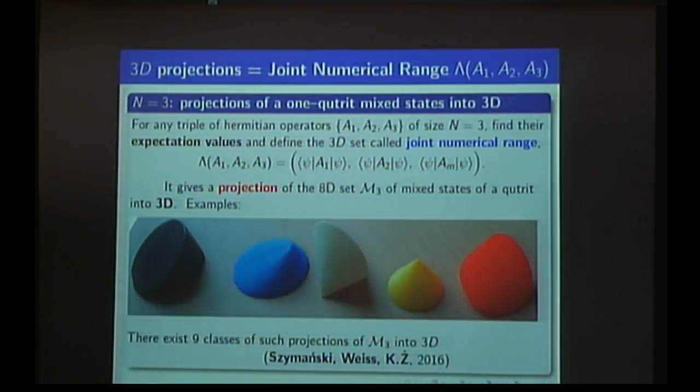Now, you can also have the idea to take not two expectation values, but three. So you take three different operators, let's assume they are Hermitian. Physically, we make a triple measurement. We measure three observables, A1, A2, A3, and we look at all possible sets of the joint results of the joint measurement. Mathematically speaking, this is the joint numerical range. If there are three observables, you get objects in 3D. The objects basically look like this.